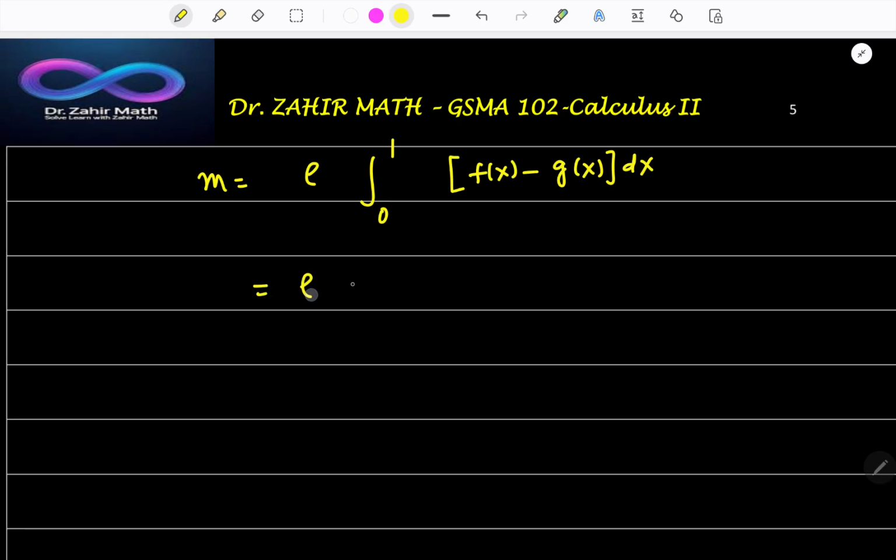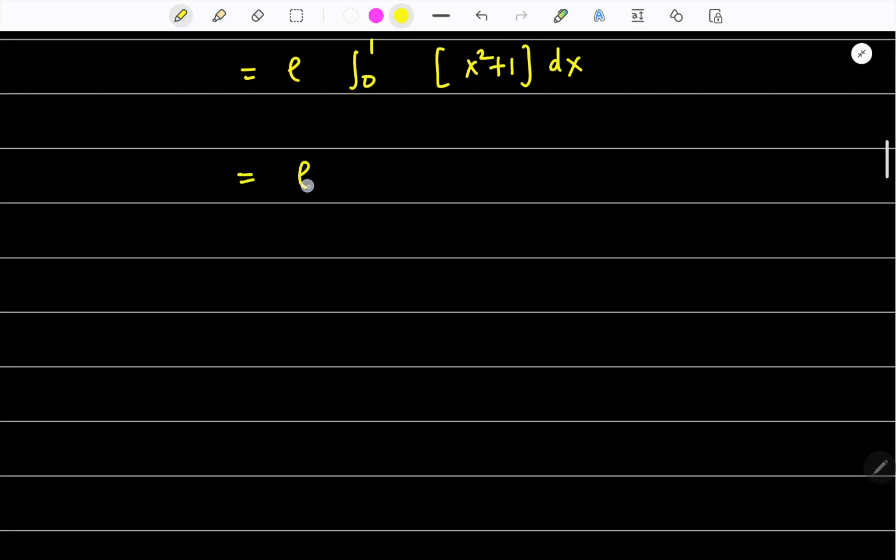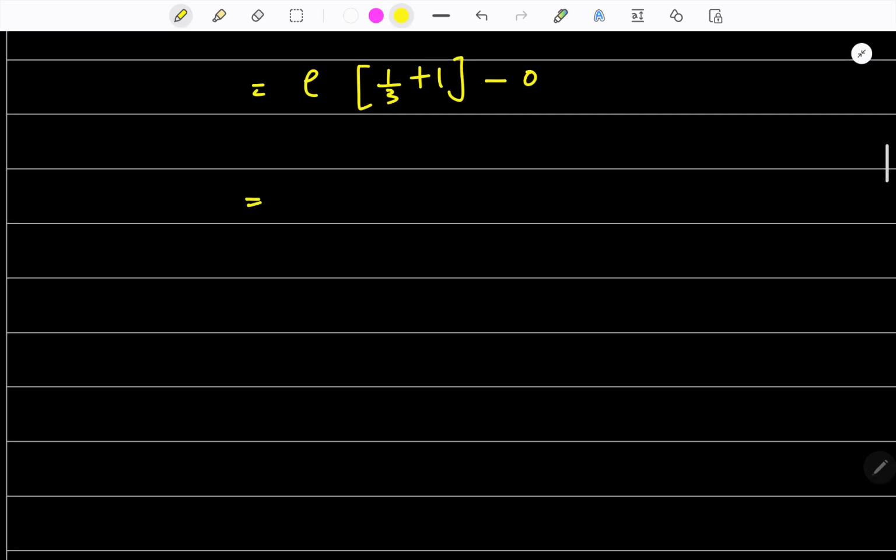Okay, so which is equal to rho integral 0 to 1, and your f of x is x square plus 1 times dx. So this equals rho, integration of x square is x cube by 3, integration of 1 is x, 0 to 1, which is rho, 1 by 3 plus 1 and then minus 0, lower limit. So 1 by 3 plus 1, you can put in the calculator, it is 4 by 3. So it is 4 by 3 rho, which is your m.